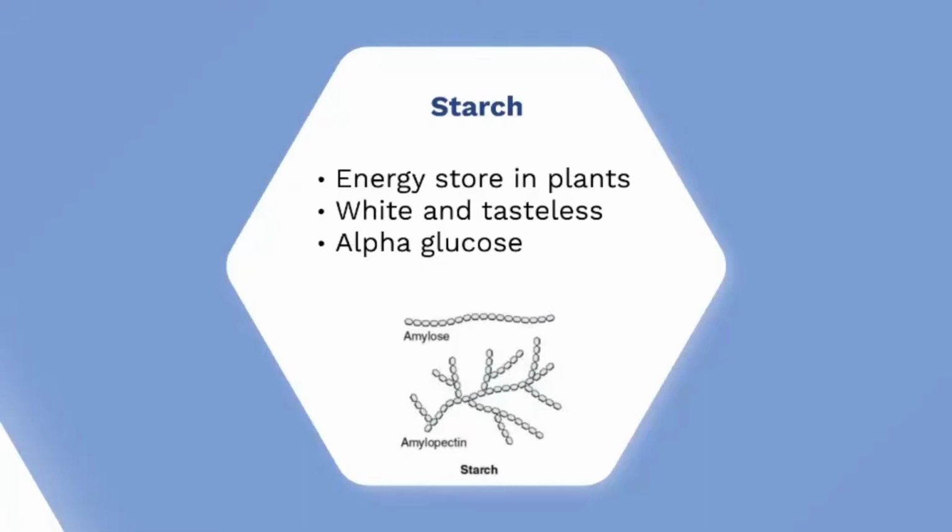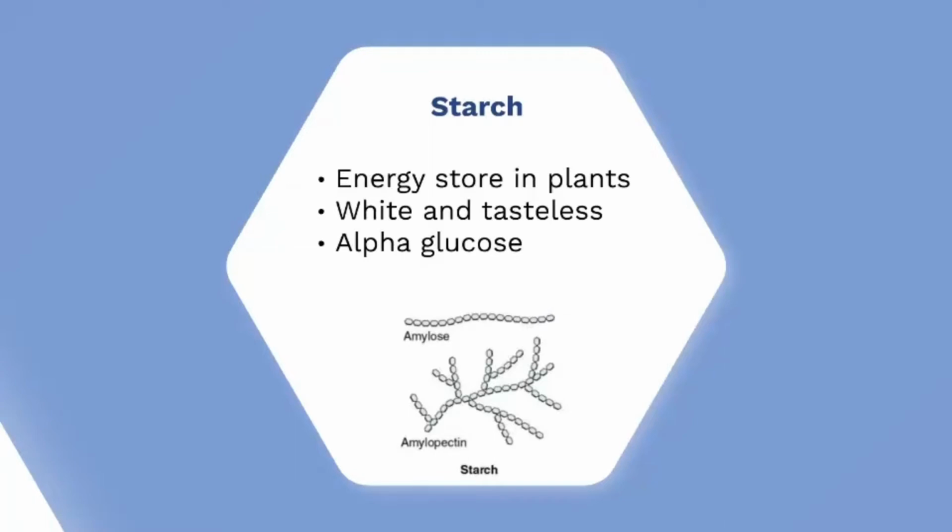So starch is produced by green plants and it's used as an energy store. It's very common in the human diet as the main source of carbohydrate. And we get this in foods such as potatoes, wheat, corn, rice, and cassava.